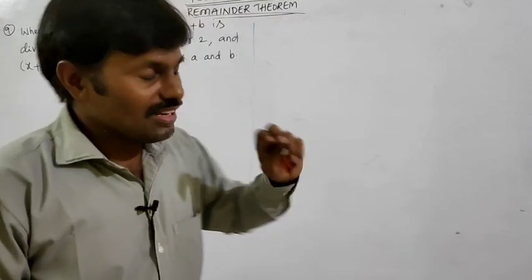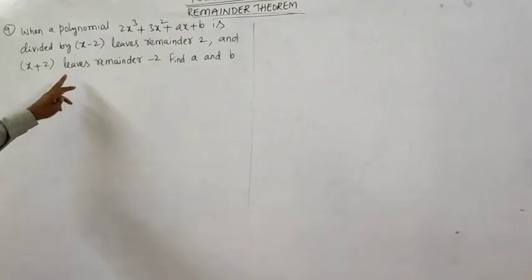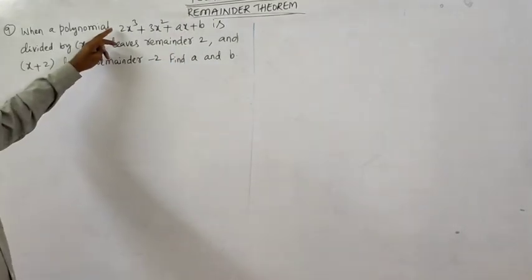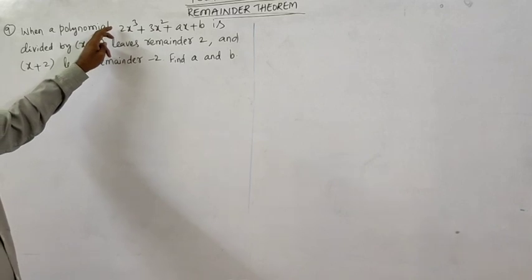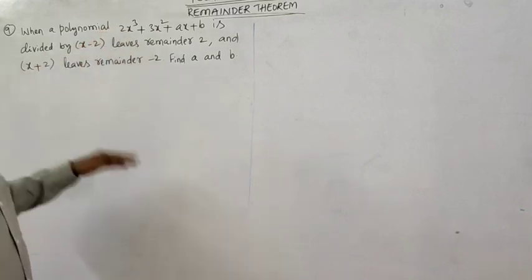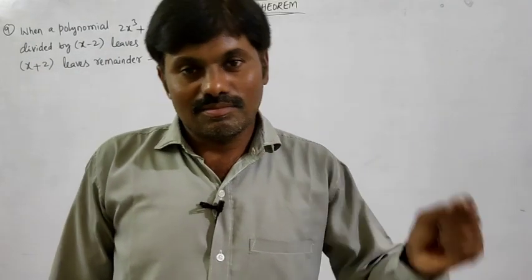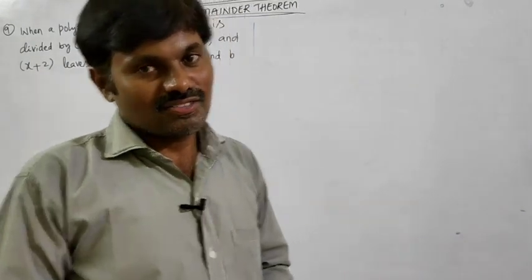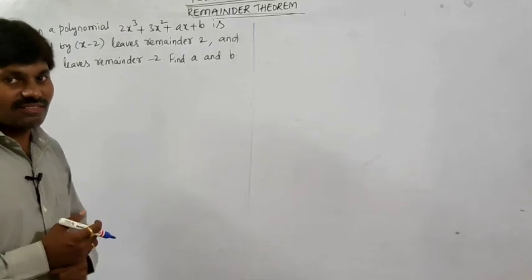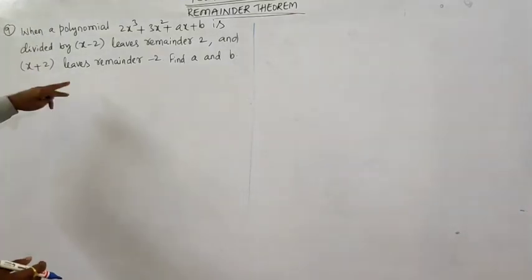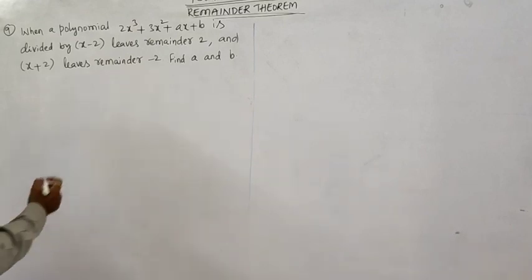But here, for different divisors, the polynomial dividend is the same, the divisors are different. In previous problems, the dividends were different, the divisor was the same, and the remainder was also the same. In that case we found the values of a and b. Here it is somewhat different. Okay, it is a most selected model.